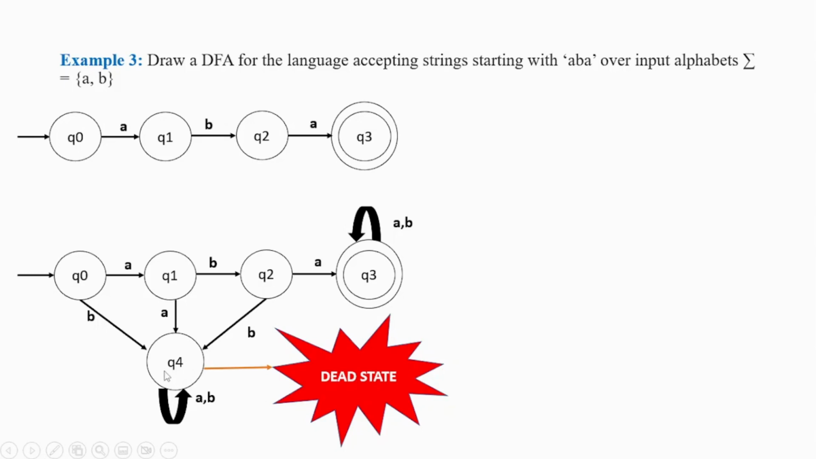Once it has entered into the state, we are making it stay in that state itself because the condition is not satisfied, because the condition is A, B, A only. It has to start with only this, right? So the regular expression for this will be starting is A, B, A followed by A or B to the whole star, right? Whether it can be present or not, right?